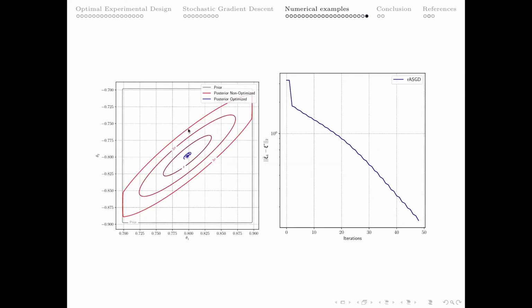So here I am presenting you the posterior for this case, before optimization in red and after optimization in blue. You can see that we get a lot of information. We have a very concentrated posterior. And here I am presenting you the convergence to the optimum of Xi, where we can see that we were required to perform less than 50 iterations to get to the solution of this 10-dimensional problem.